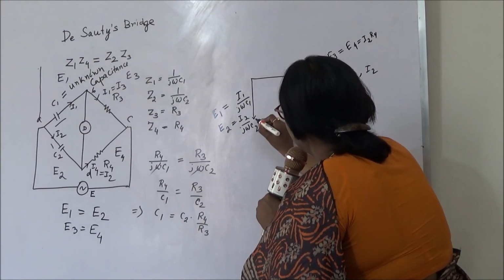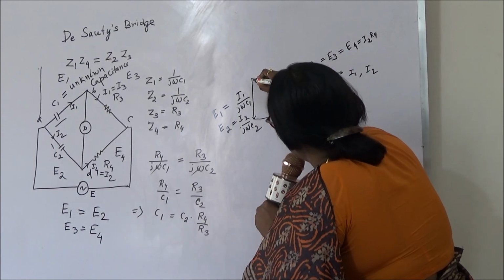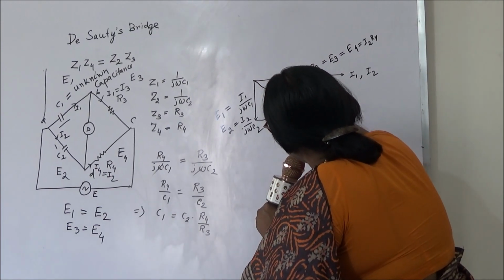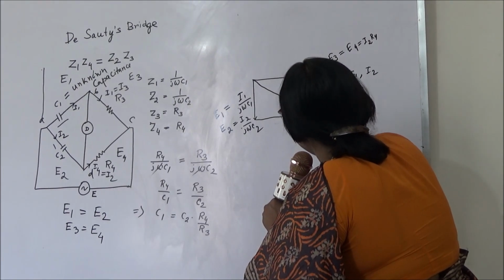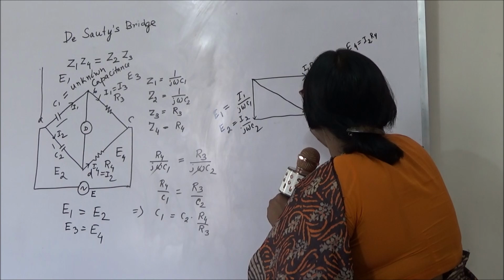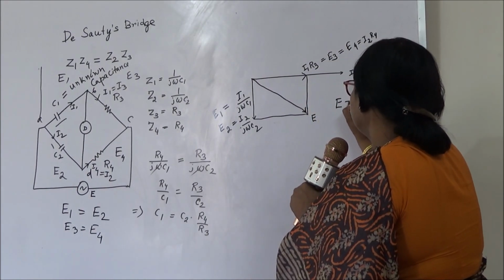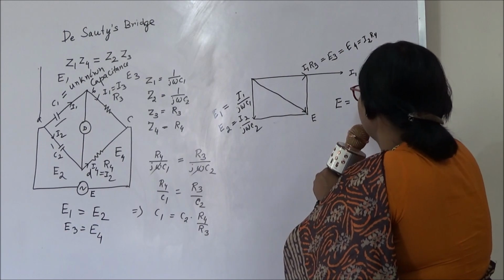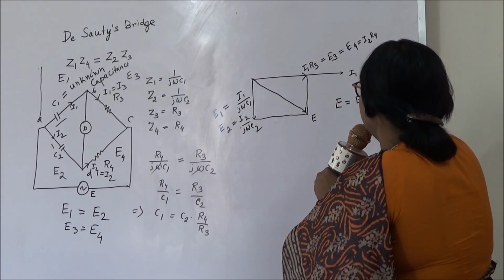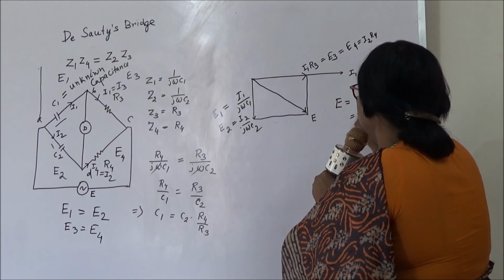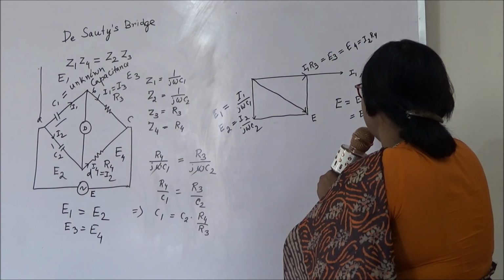So we'll connect it and we'll draw the diagonal. So this is my E. So E must be equal to E1 plus E3. Similarly, E must be equal to E2 plus E4.